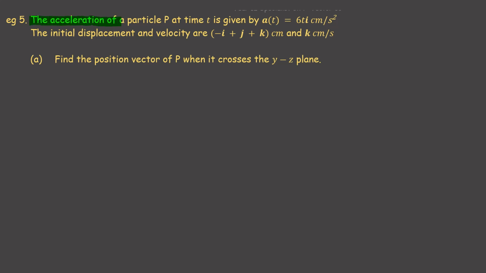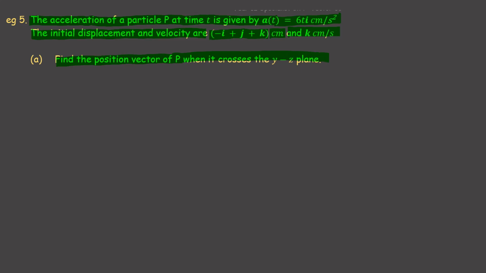The acceleration of a particle P at time t is given by a(t) = 6t i centimeters per second squared. The initial displacement and velocity are negative i plus j plus k centimeters and k centimeters per second. Find the position vector of P when it crosses the yz plane.